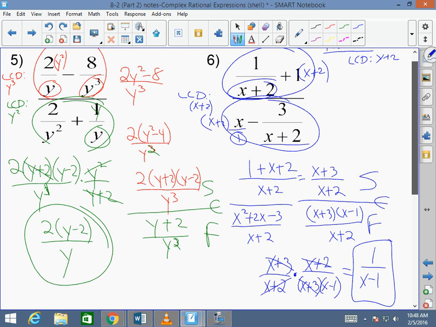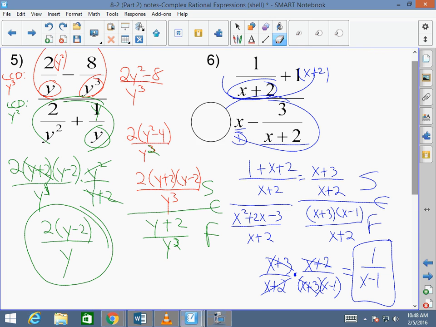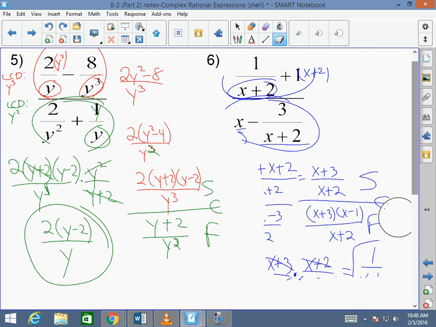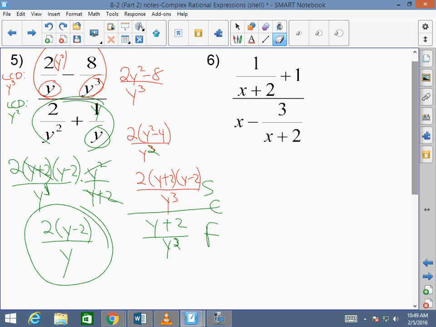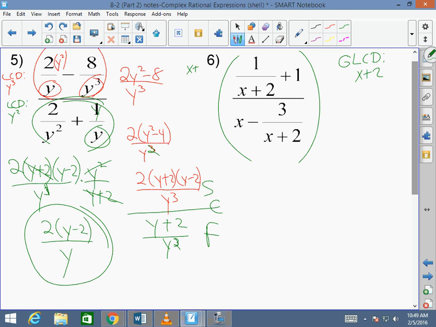Thank you. Now, we got to do method 2. So I'm going to erase this. Method 2. What's the grand LCD here, boys? Yeah, the grand LCD in this case is x plus 2. So I'm literally going to multiply x plus 2 to every single term.